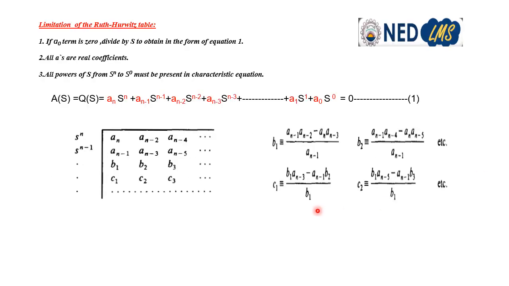What are the limitations of the Routh stability criteria, or it is also called Routh-Hurwitz? First, we have to make a Routh-Hurwitz table to find the stability. We have some limitations for this method.